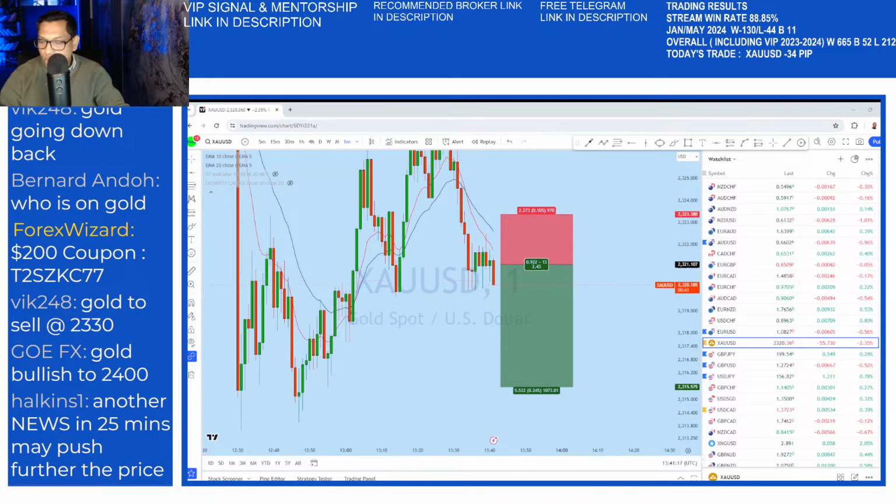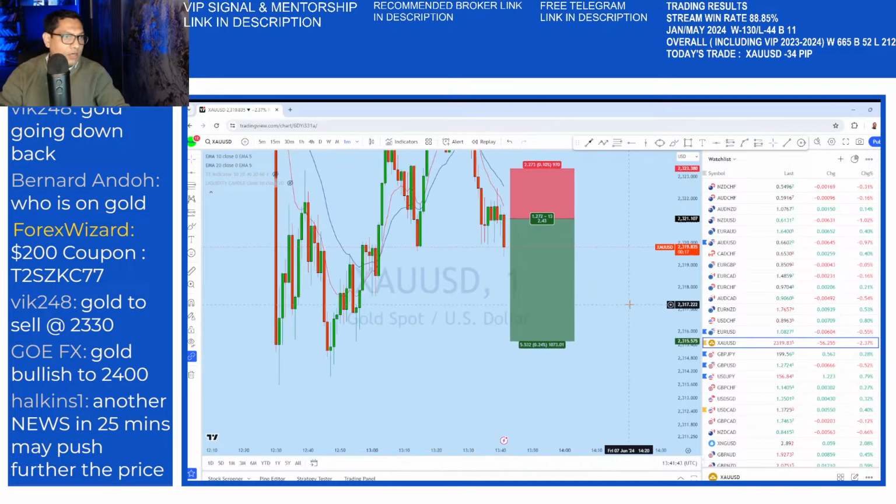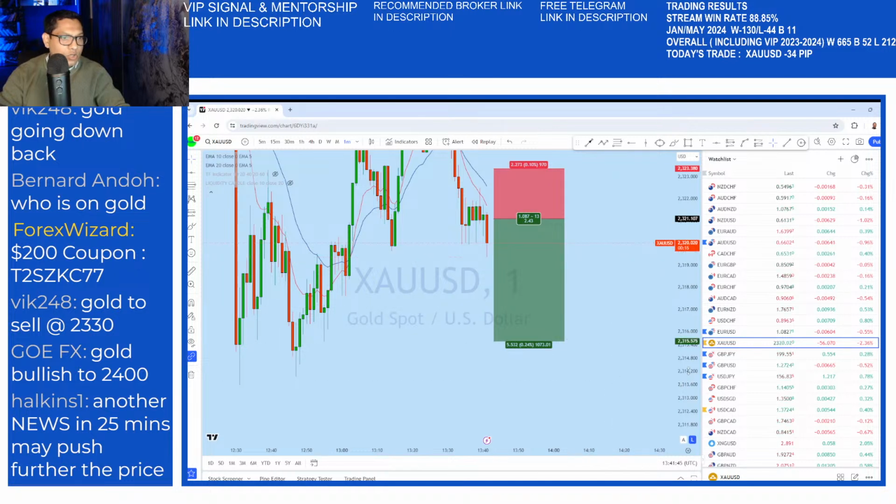So stop loss at 2323.38. Okay, running in profit. This is how trading is. And I want to set TP at 2315.57.